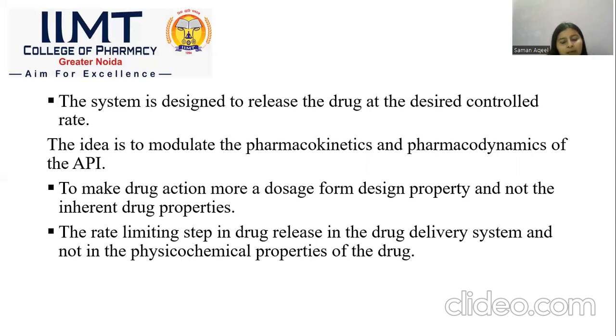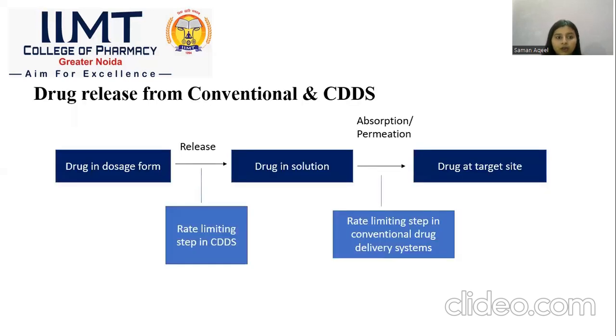The rate limiting step in drug release should be in the drug delivery system and not in the physicochemical properties of the drug. The rate limiting step means the main step which is controlling the rate of the drug release. It should be in the drug delivery system, not in the physicochemical properties of the drug.